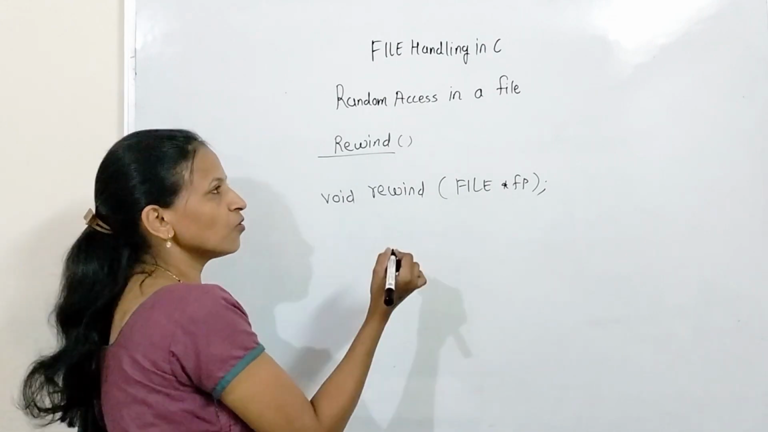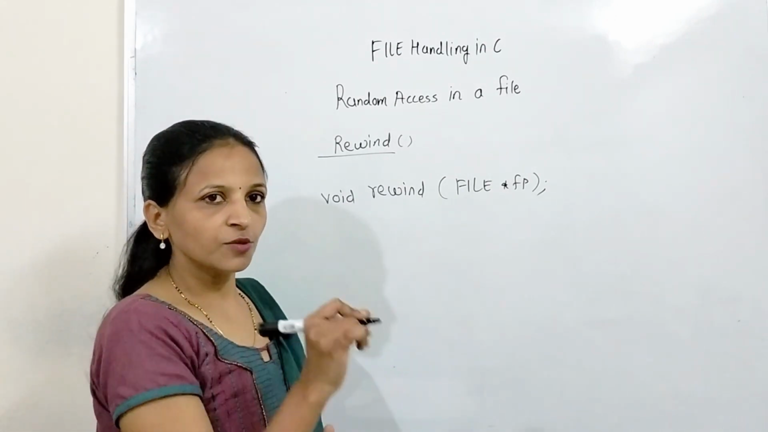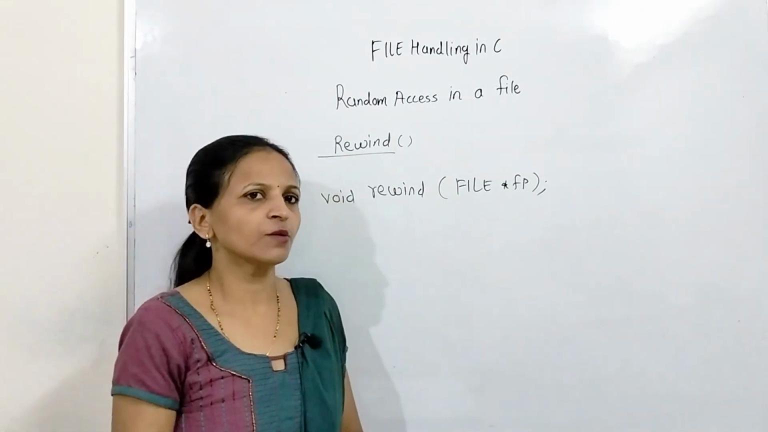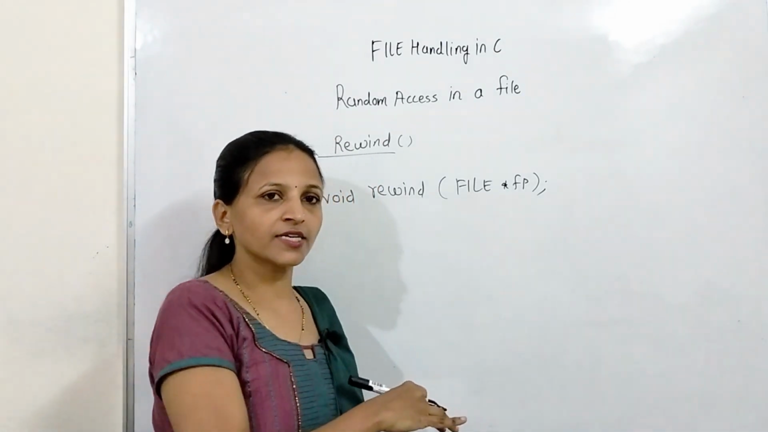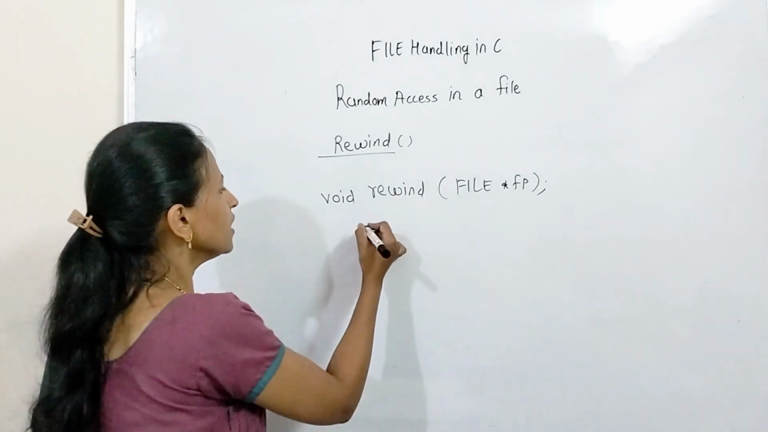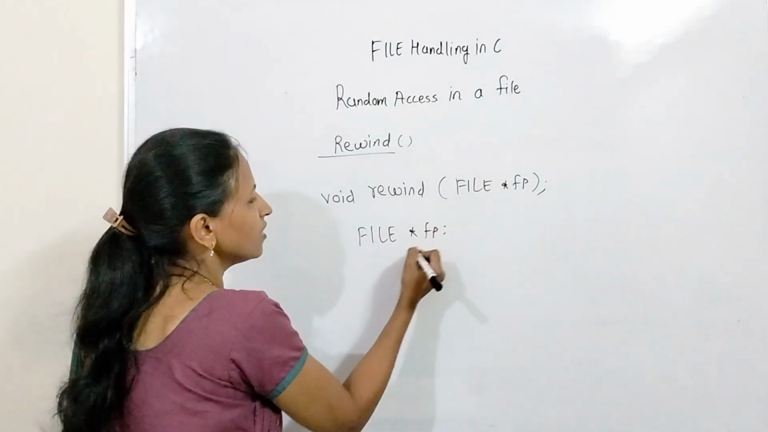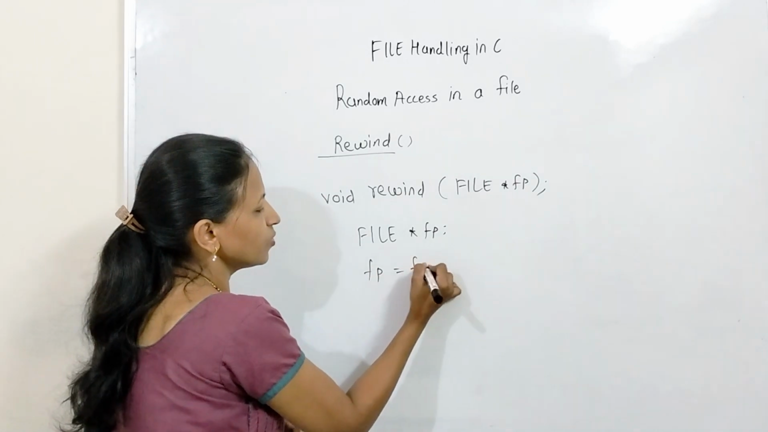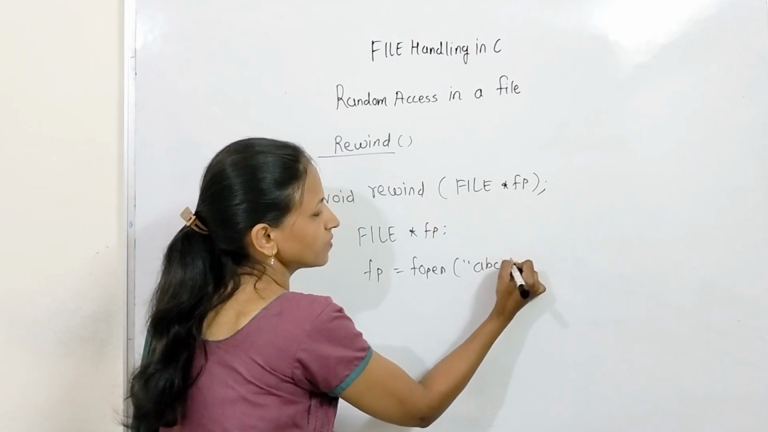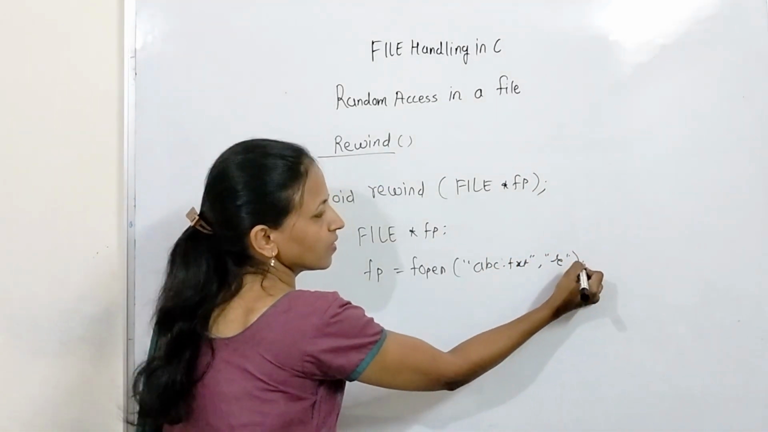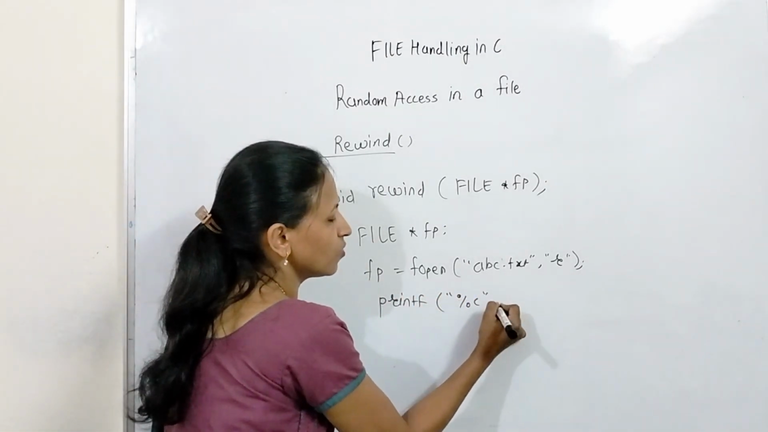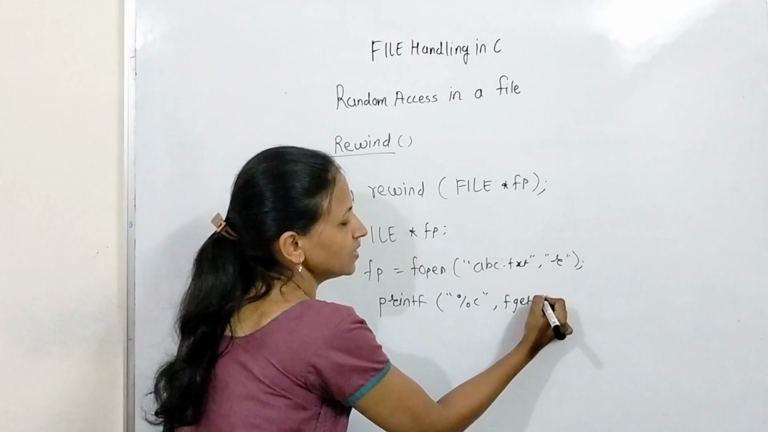Suppose you have opened any file in read mode, and you are reading something from that file, and you are at some middle position, and again if you want to start reading from the beginning, then you can do that with the help of the rewind function. How? Let us see. FILE star fp is a file pointer. We have opened that file in read mode. fopen, and here abc.txt in read mode. Getting? Now printf %c comma fgetc fp.